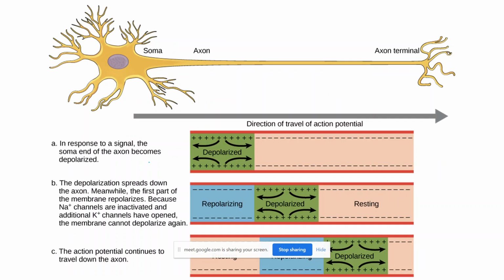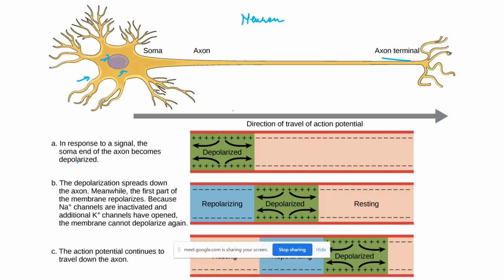So here you can see what is the direction of travel of the action potential. This is your neuron. This is the axon. This is the axon terminal. So your action potential is going to travel in this direction, in the direction of the arrow. Now in the first case, what will happen? Once your soma has received the signal through these dendrites, the axon will become depolarized.